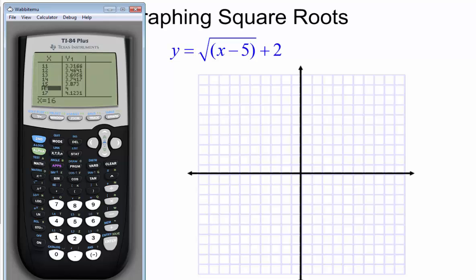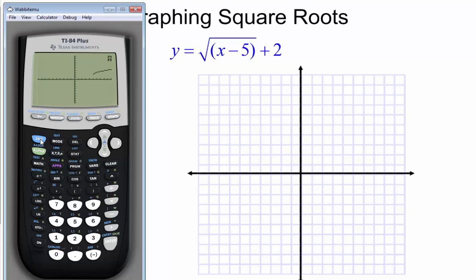So I'm going to go back to my calculator, go to my y equals, clear out that equation, and I'm going to go ahead and type in the next equation. So hit second and bring up the square root, type in x minus 5, close my parentheses. When I close my parentheses, that ends the square root piece, and then plus 2. Go ahead and hit the graph button just so I get an idea as to what it will look like. And then I'm going to look at my table.